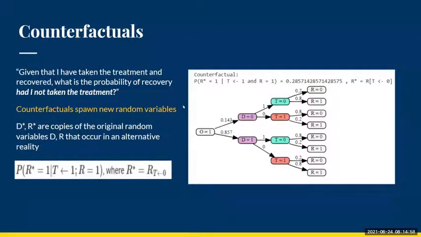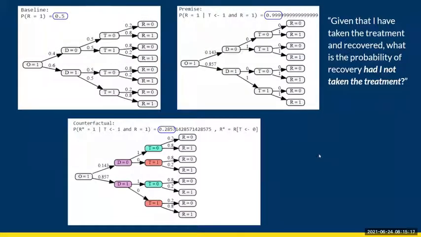Yes, so as we can see here, for counterfactuals, we create these D asterisks and R asterisks. So for the drug and recovery, they're copies of the original random variables, D and R, but they're occurring in this new, different reality. And this is an example: the top left baseline is the original probabilities that we had set. So if we were looking at R equals 1, for recovery, the probability is 0.5 for our baseline.